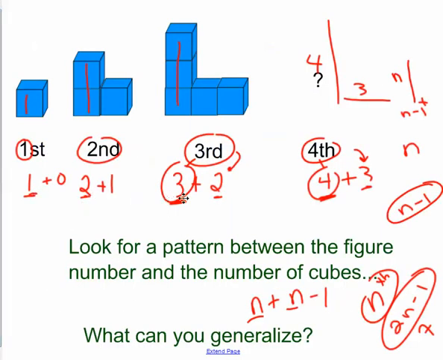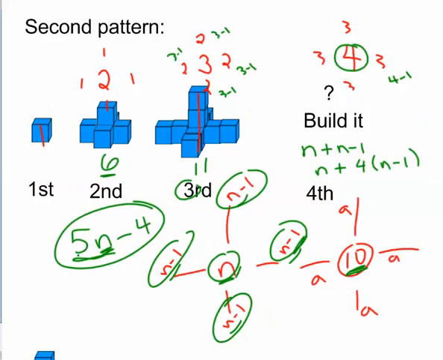And what could you generalize about the 10th figure? And you guys said, well, the 10th figure would have a tower of 10 cubes and 9 on the side. And then we eventually generalized to the nth figure. The nth figure would have a tower n cubes tall, and on the right side it would be n minus 1. And then we checked that with all the patterns, and it was correct.